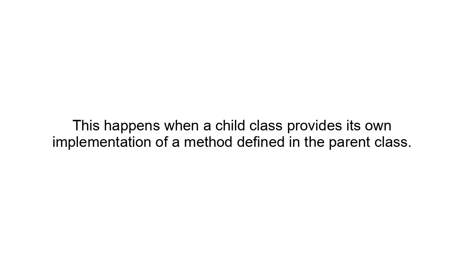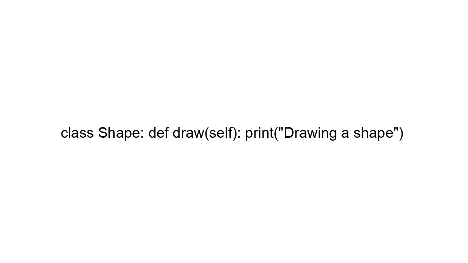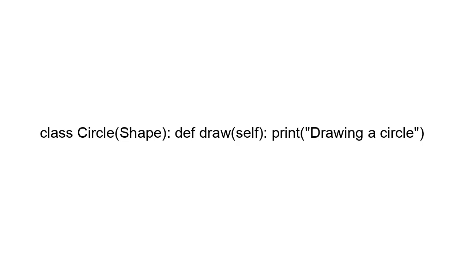This happens when a child class provides its own implementation of a method defined in the parent class. Example, class Shape, def draw(self), print, drawing a shape. Class Circle(Shape), def draw(self), print, drawing a circle. Class Square(Shape), def draw(self), print, drawing a square. Usage, shapes = circle, square. For shape in shapes, shape.draw(). Output, drawing a circle, drawing a square. Each object behaves differently.